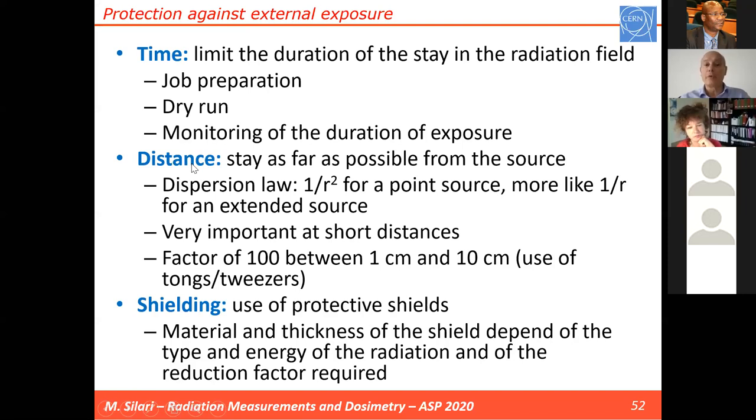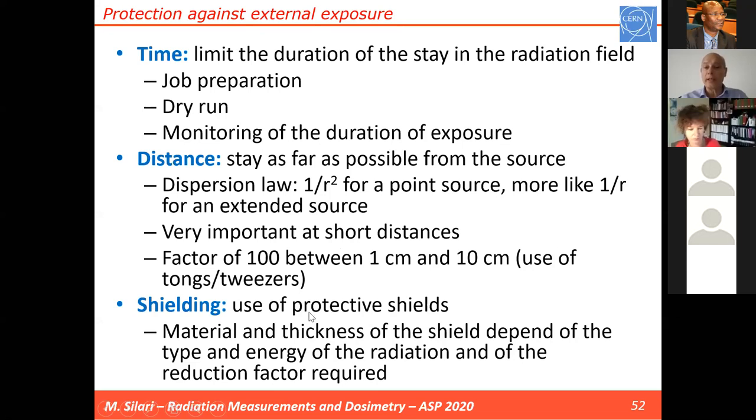But the distance, of course: stay as far as possible from the source. So you have to plan the job so that you can stay as far as possible. This is particularly important, for instance, for beta exposure, because betas are relatively short range. So between 1 centimeter and 10 centimeters, there may be a factor of 100 of exposure to beta radiation. So instead of using your hands, use tweezers or tongs, well, that will keep your hands far away enough that you reduce the exposure by a very large factor.